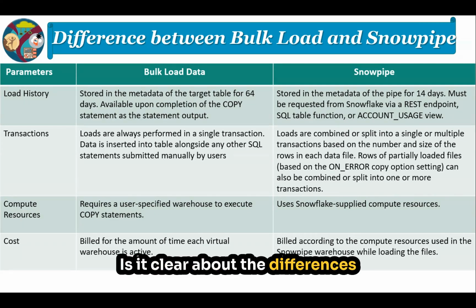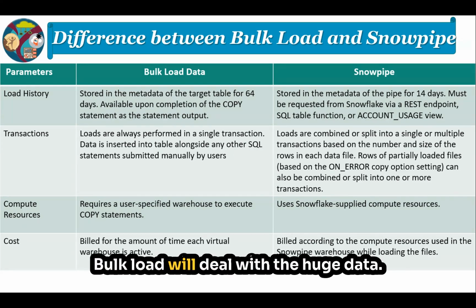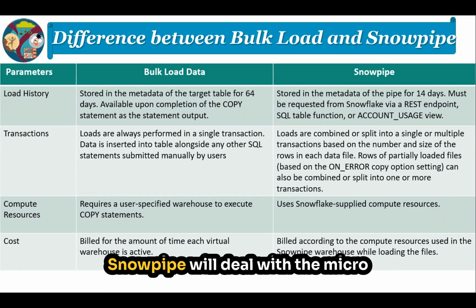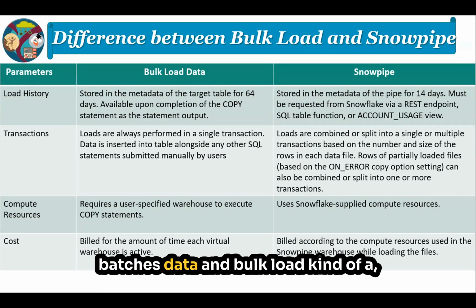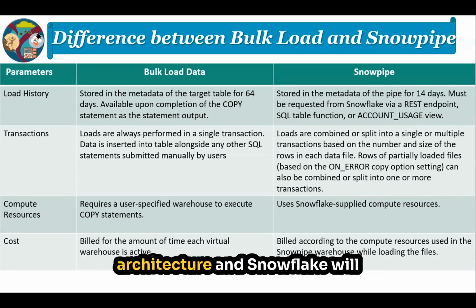Is it clear about the differences between bulk load and Snowpipe? Anybody has any queries? So it's very simple, okay? Simple key points. Bulk load will deal with huge data. Snowpipe will deal with micro batch data. And bulk load uses different compute powers. Snowpipe uses the serverless architecture, and Snowflake will supply the compute power.